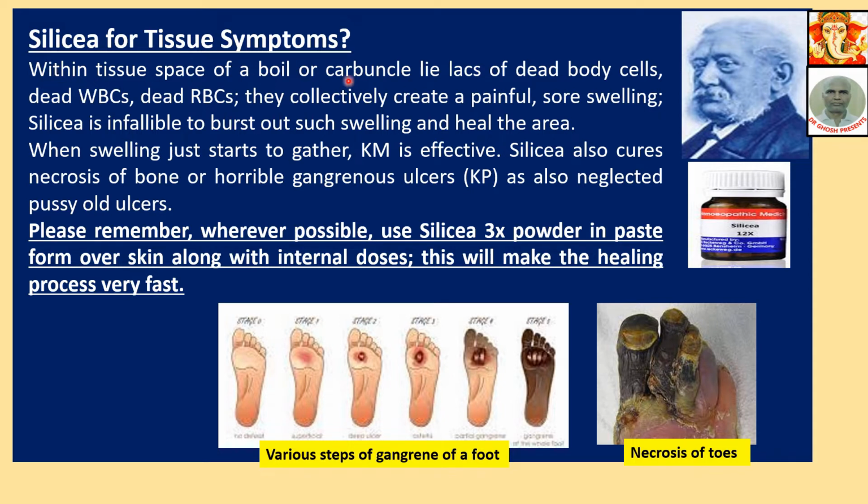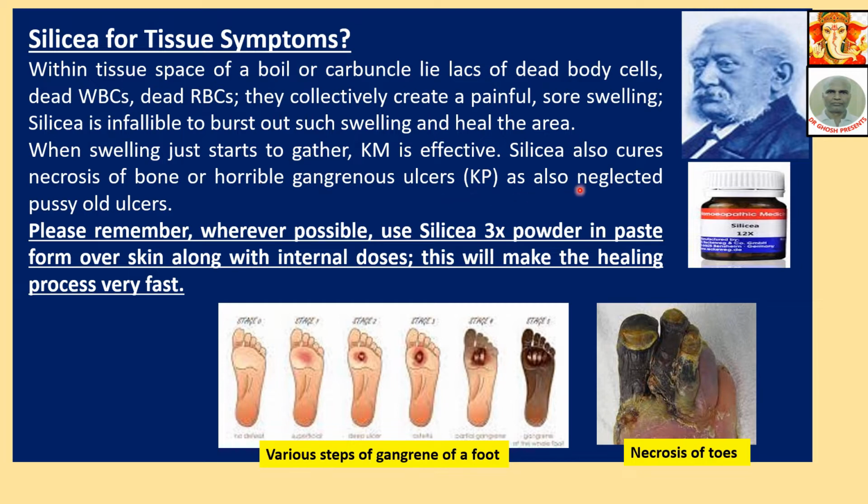How this happens has been written here. Please write it down, twice or thrice if you can follow it. Silicea is infallible to burst such swelling and heal the area. When swelling just starts to gather, Calc sulph is effective. Silicea also cures necrosis of bone and horrible gangrenous ulcers.